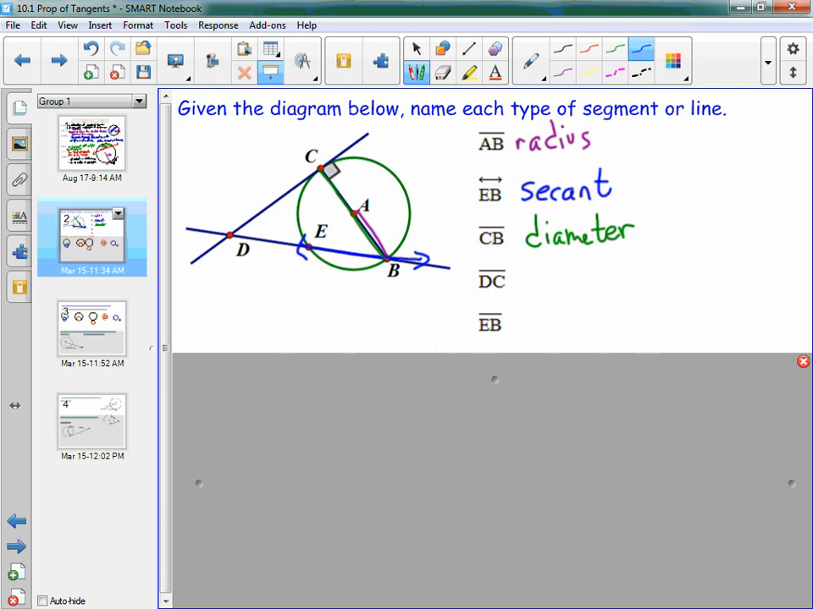DC, if this is a right angle, that's also a right angle, meaning this is perpendicular at the point of intersection, making this a tangent, whether it's a segment or a line. Our last one is the segment EB, which stops on the circle, which makes it a chord.